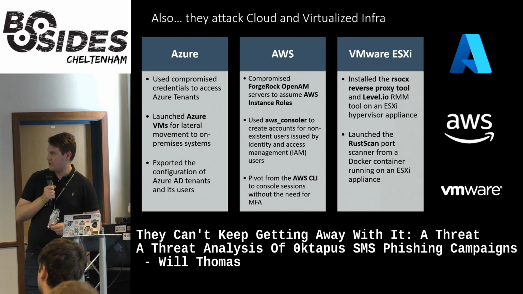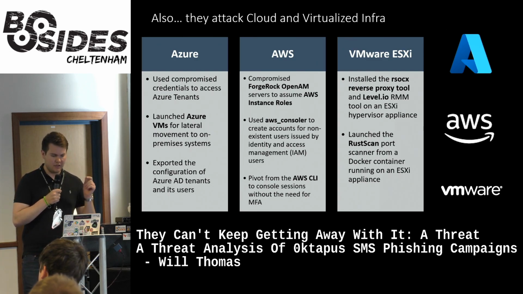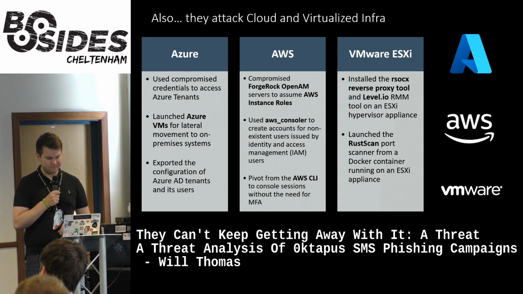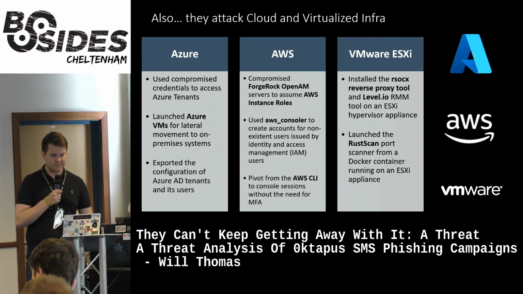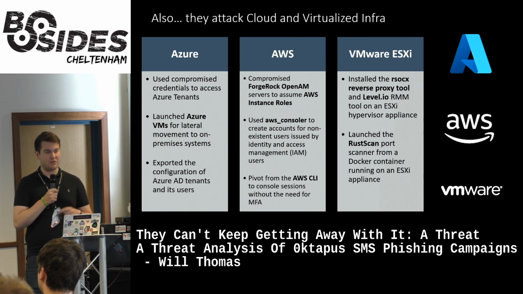VMware ESXi is another interesting one, because they use a combination of two tools: a tunneling tool known as RSocks, as well as Level.io, again another RMM tool. They've also been known to launch a port scanner known as RustScan from a Docker container inside an ESXi appliance as well.